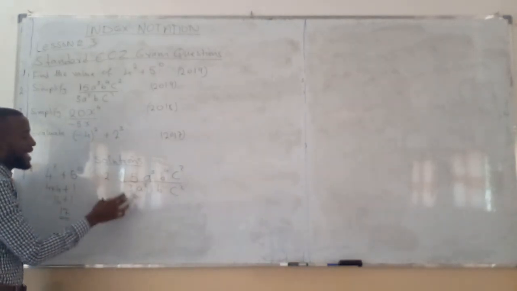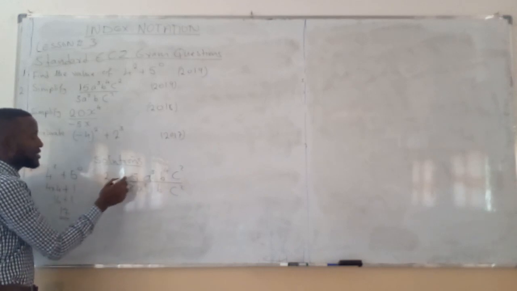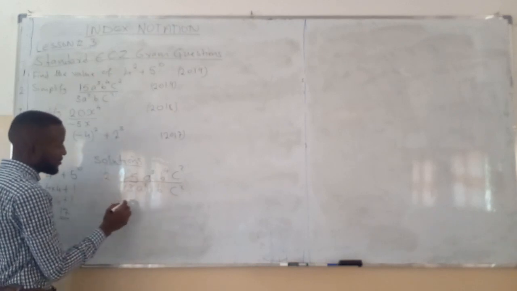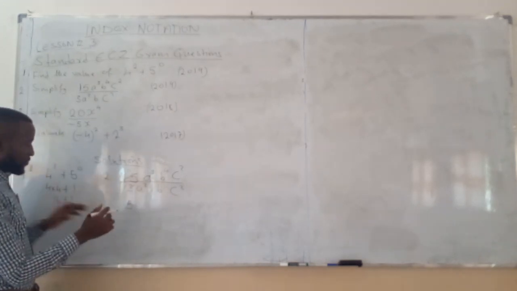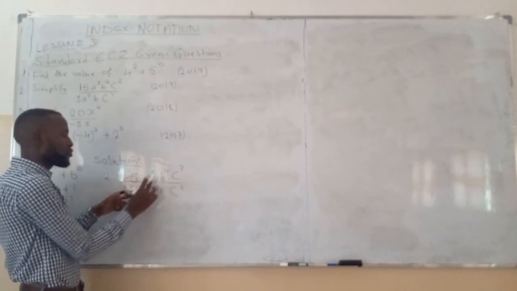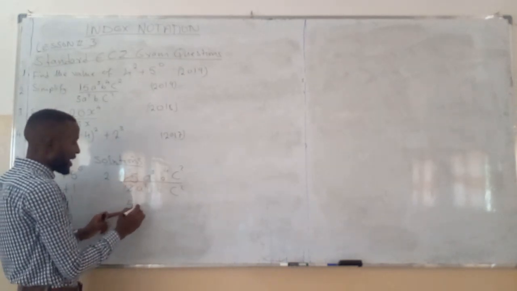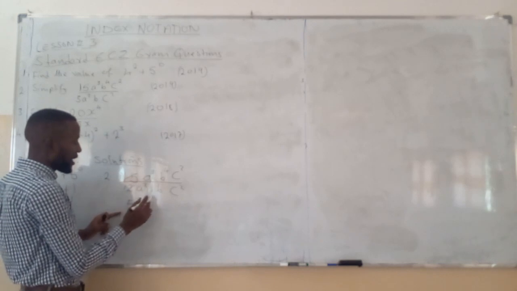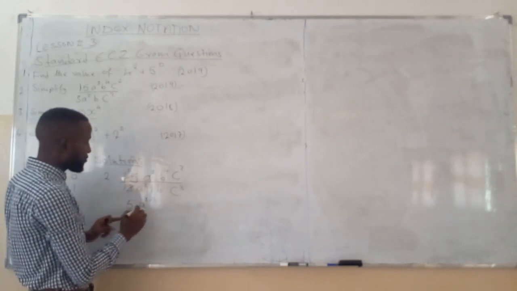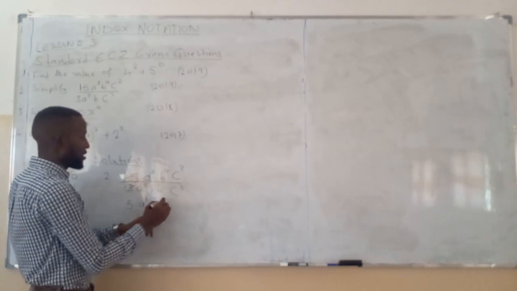So how can I simplify this one? First of all, I need to divide these two. 3 into 15, how many times? 5 times. So now I have 5. Now see, this and this, the base is the same. So what I need to do is to maintain the base and subtract the power. So it will simply be a to the power 3 minus 2. Again, I come to the next one, which is b.